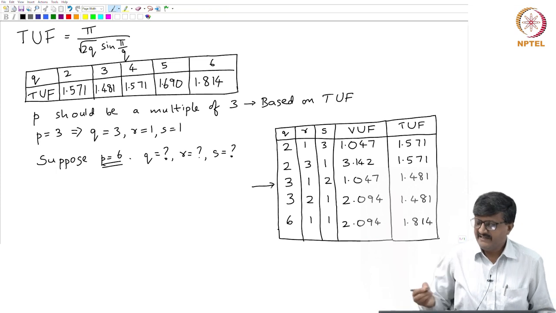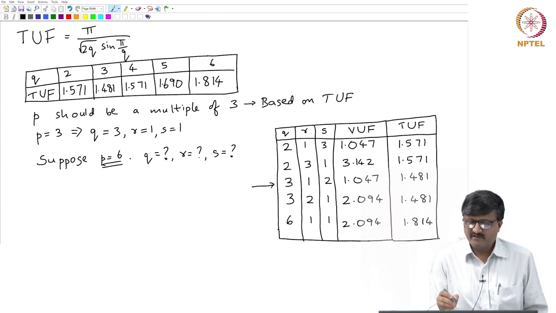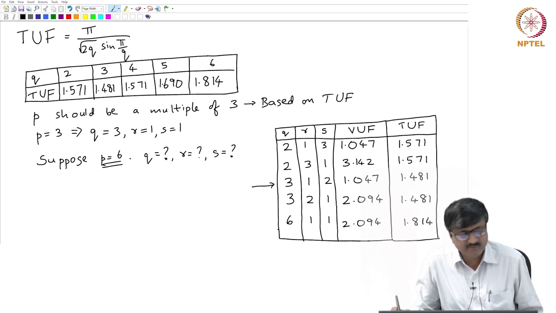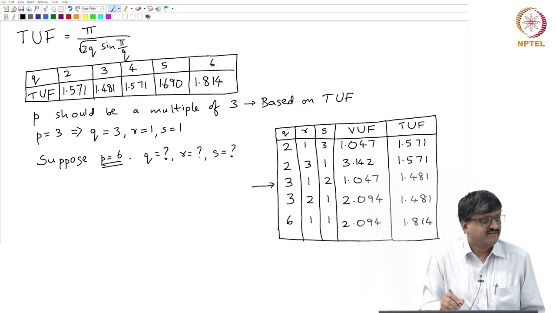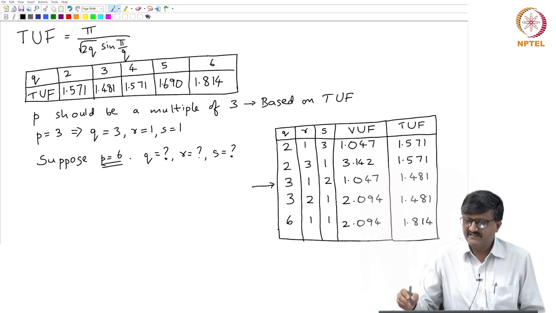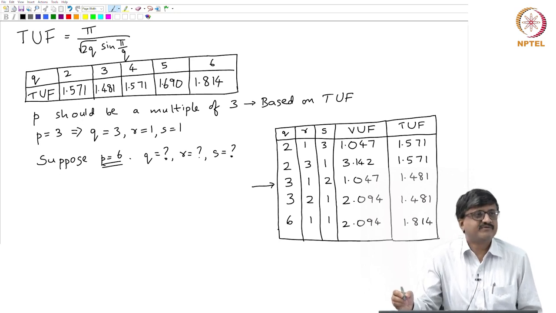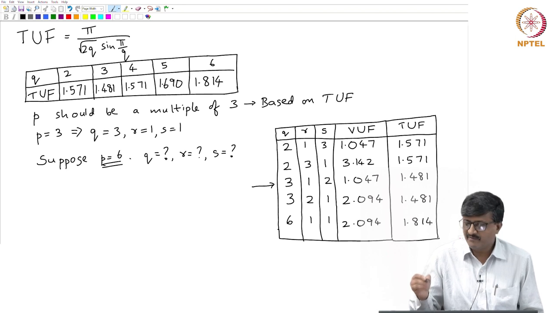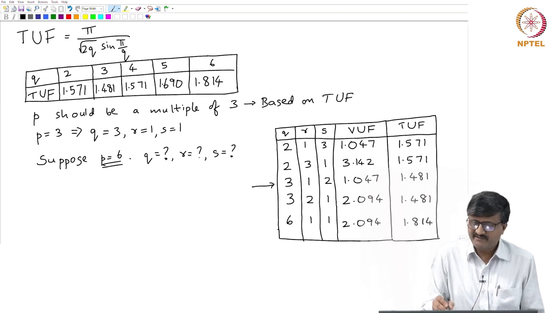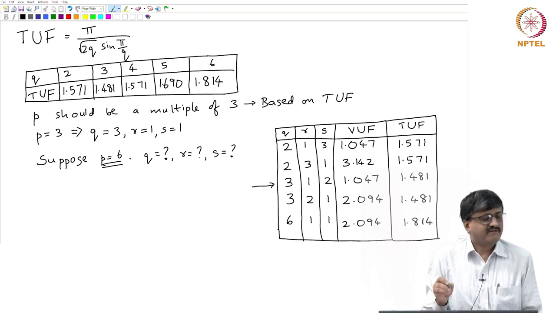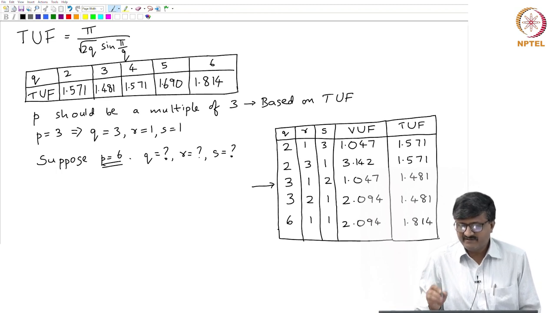So now let us see what is the circuit for Q equal to 3, R equal to 1, S equal to 2. So I will try to draw the circuit only for this case. So we are not interested in the other cases because they are not resulting in optimum values of the two figures of merit. Okay. So from now on when I consider P equal to 6, the only possible values of Q, R and S are 3, 1, 2 respectively.